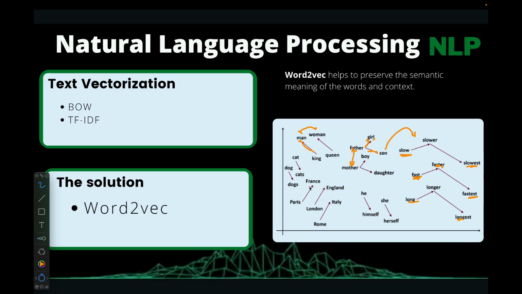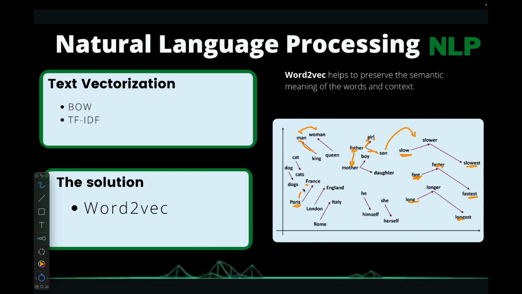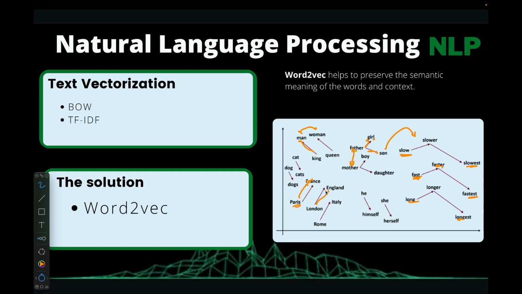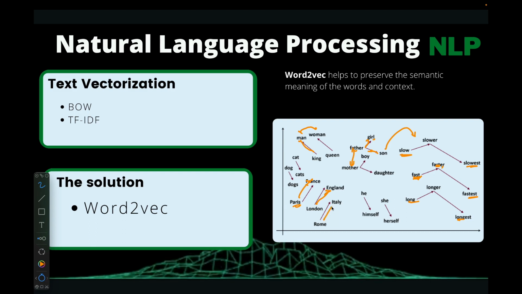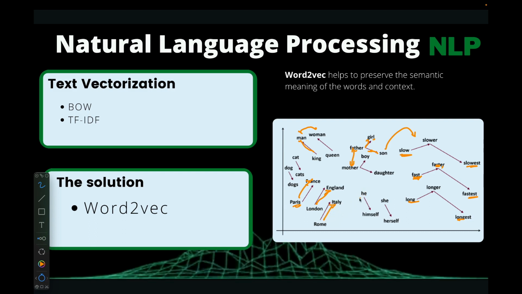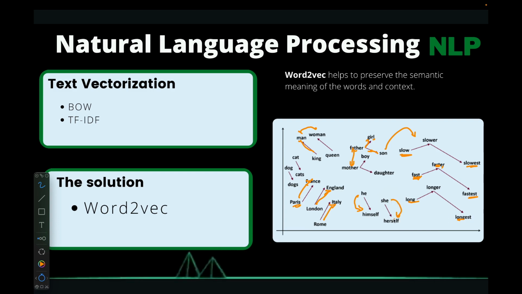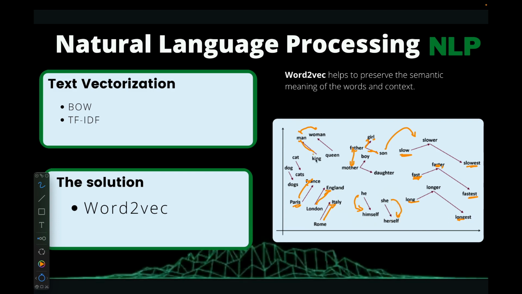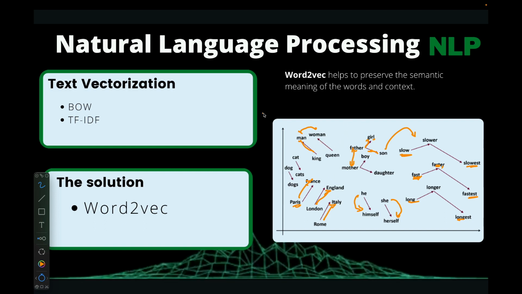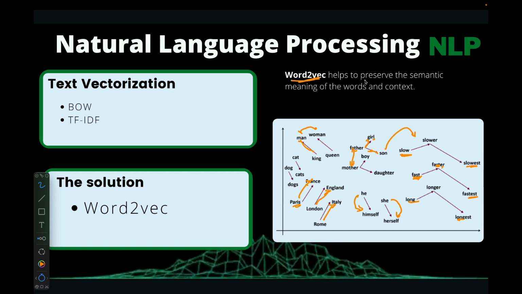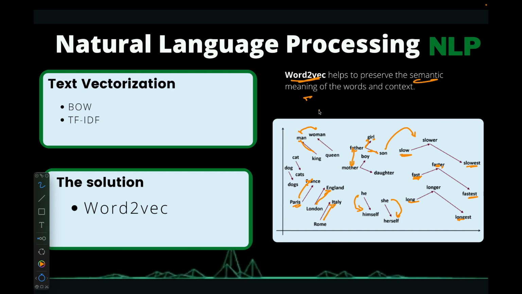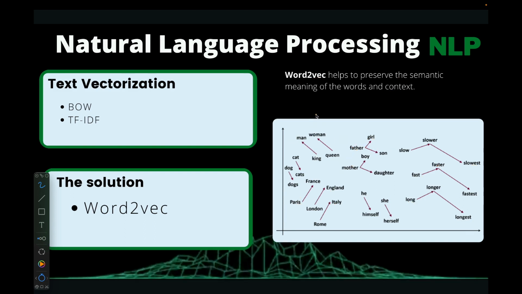Something like that. France, Paris will be much closer to France. London will be much closer to England. Rome will be much closer to Italy, something like that. He is much closer to himself, and then she is much closer to herself. So these are what Word2Vec will help us to do, to maintain the semantic meaning or the context of the word, instead of just the word being a word on its own.